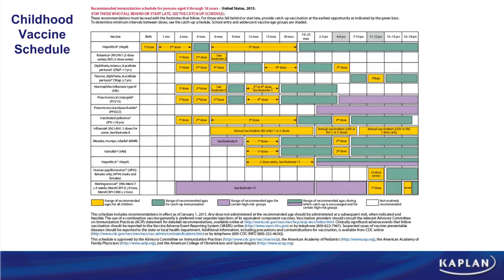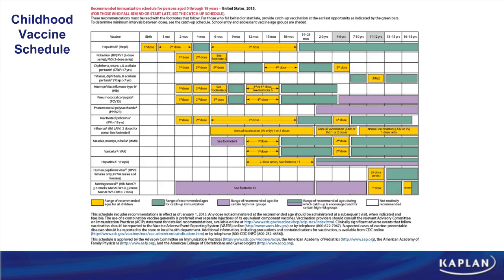So this is the actual schedule from the CDC. And you can see these are all the vaccines that we've sort of already talked about. So the ones that are listed here are going to be high yield. And again, you don't have to memorize dosing for Step 1, although you will have to know that a little bit more for the other Step exams. But I just want you to sort of take a look at a pattern.